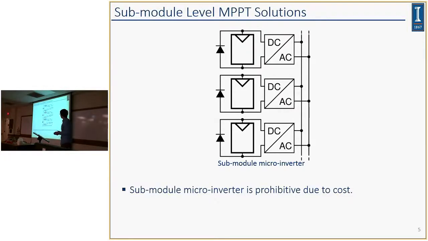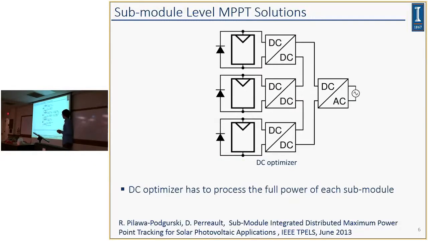I think one obvious solution is that we can take macroinverter to submodule level, but to the best of my knowledge, no one has ever done that because the dollar per watt cost will be very prohibitive. So for cost reason, that's not a solution.